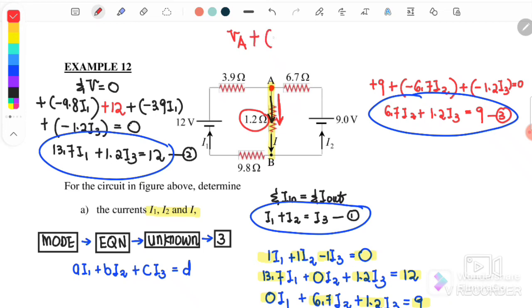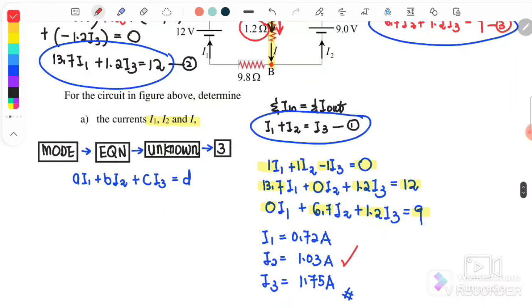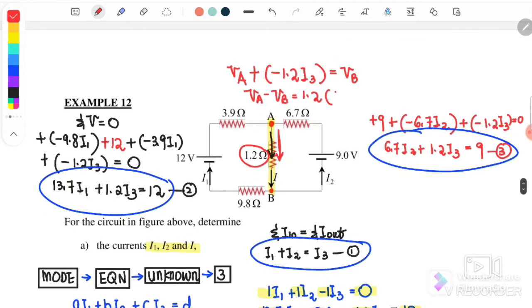And then we must substitute -1.2 I3. Why negative? Because energy is dissipated when the current passes through the resistor. And then I come back to point B, so it's equal to VB. So VA minus VB is equal to 1.2 I3, where I3 is equal to 1.75. So I substitute here 1.75. Therefore, I will get 2.1 volt. Okay, so this is the shortest one.